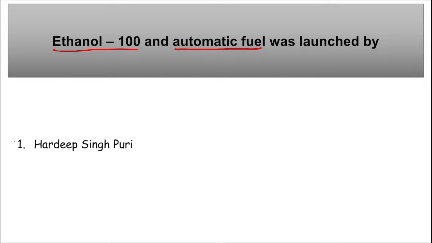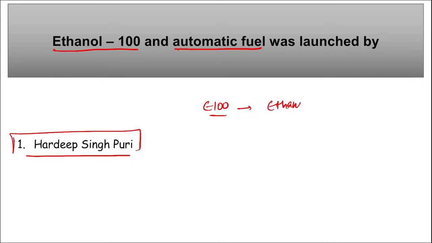So this ethanol 100, this was launched by Hardeep Singh Puri, who is our Union Minister of Petroleum and Natural Gas. Correct? E100. This is also written as ethanol 100 or E100. This is a clean green fuel, right? And this is an alternative to gasoline. This E100 was launched where? It was launched at IOCL's, that is Indian Oil Corporation Limited's retail outlet, that is at Arvind Road.